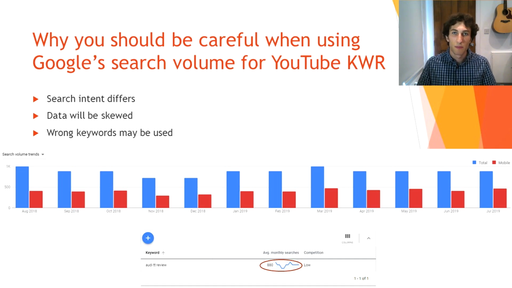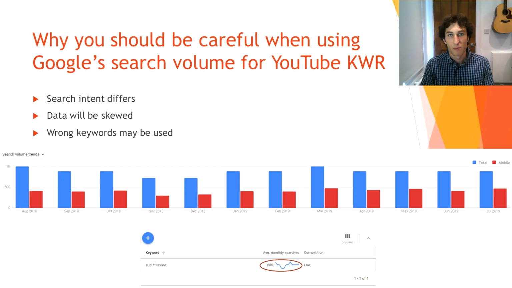You always need to keep in mind when you're creating YouTube videos and when you're doing keyword research that you're thinking about what would users type onto YouTube if they want to find this video, not what they would type in on Google. You also need to keep in mind that the data will be skewed just because of the previous point where there will be different people typing different things on YouTube and Google.